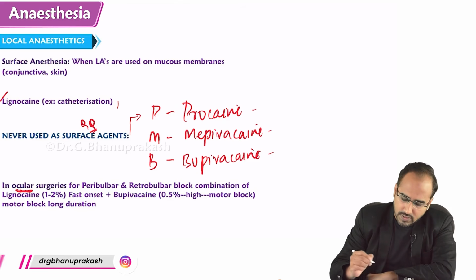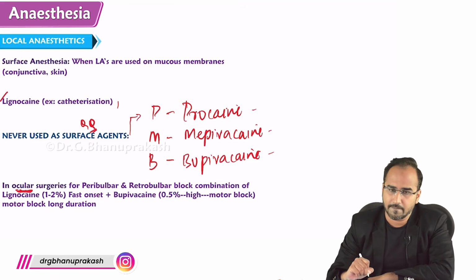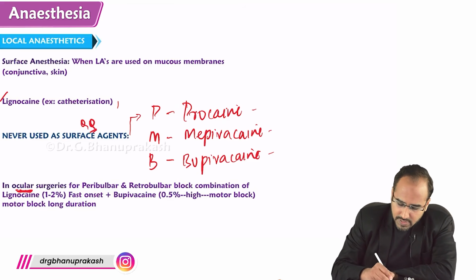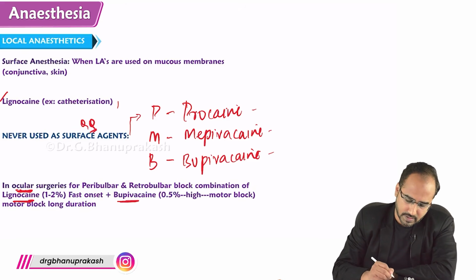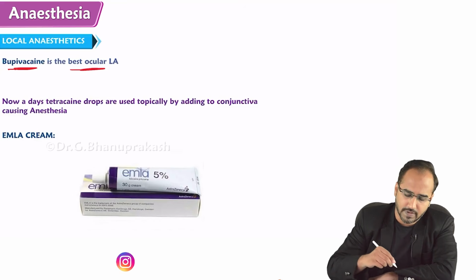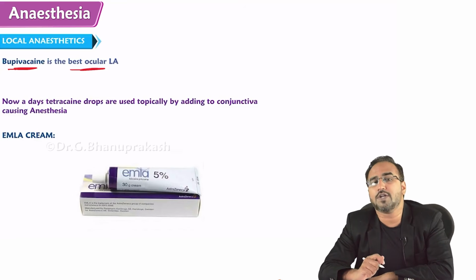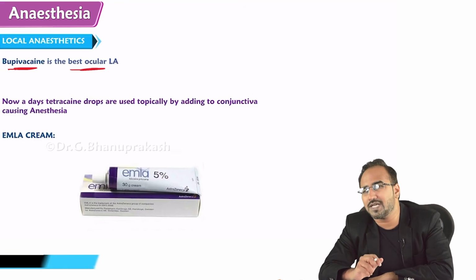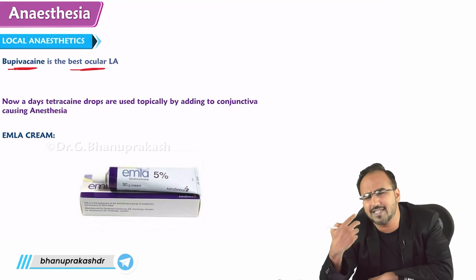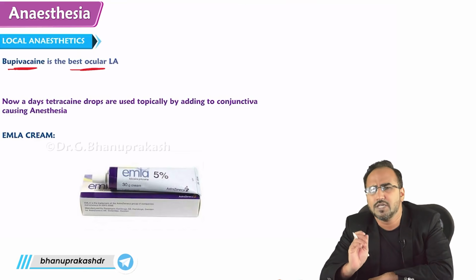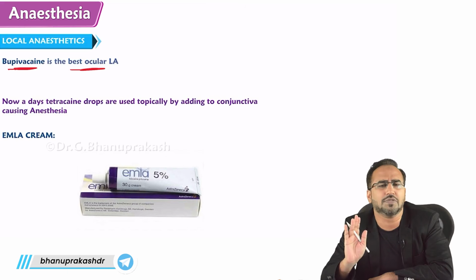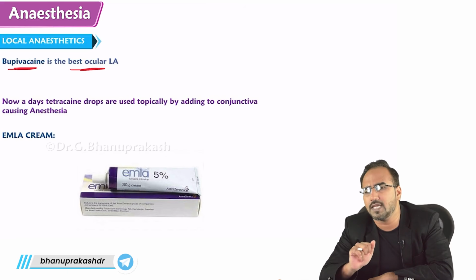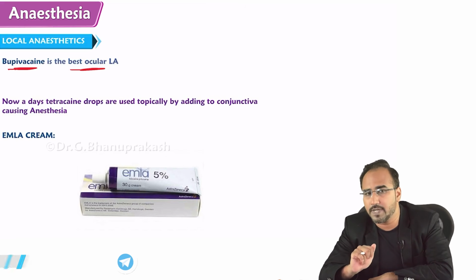But what we use is a combination. What combination? We use a combination of Lignocaine with Bupivacaine, right? If your patient says, no doctor, I don't want any peribulbar or retrobulbar injection, just topically give anesthesia to the eye so that I don't feel the pain, you can go for topical also.